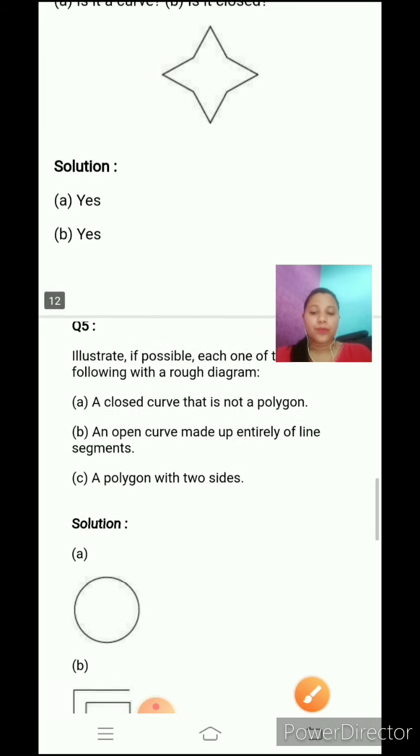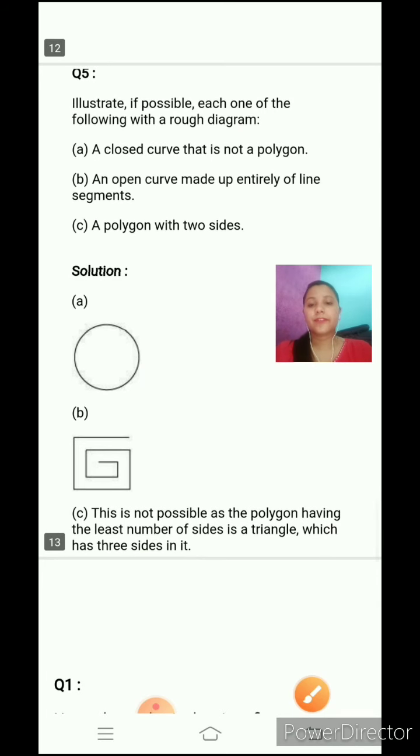Now question number 5. Illustrate if possible. Remember that you only illustrate if it is possible. Illustrate if possible each one of the following with a rough diagram. आपको इन सब को एक rough diagram के through illustrate करना है अगर ये possible है तो.